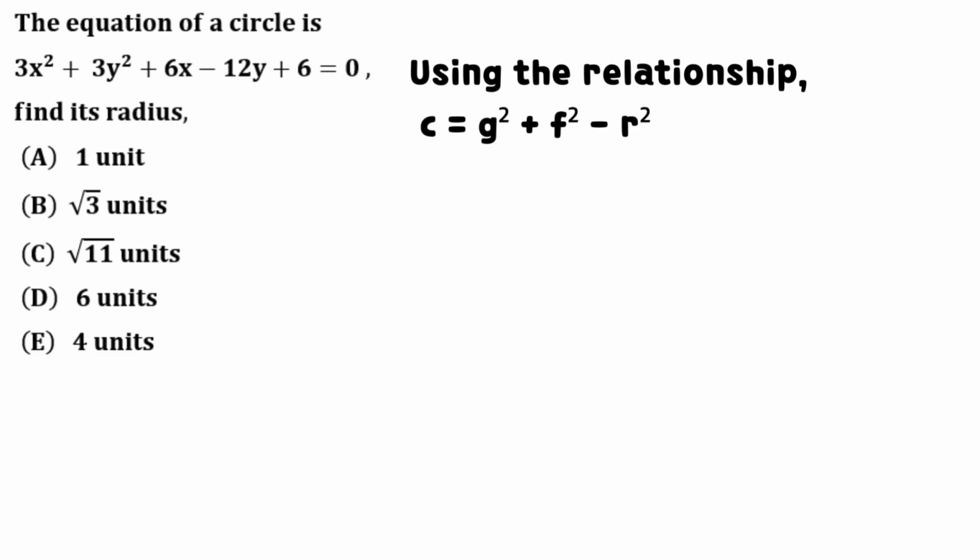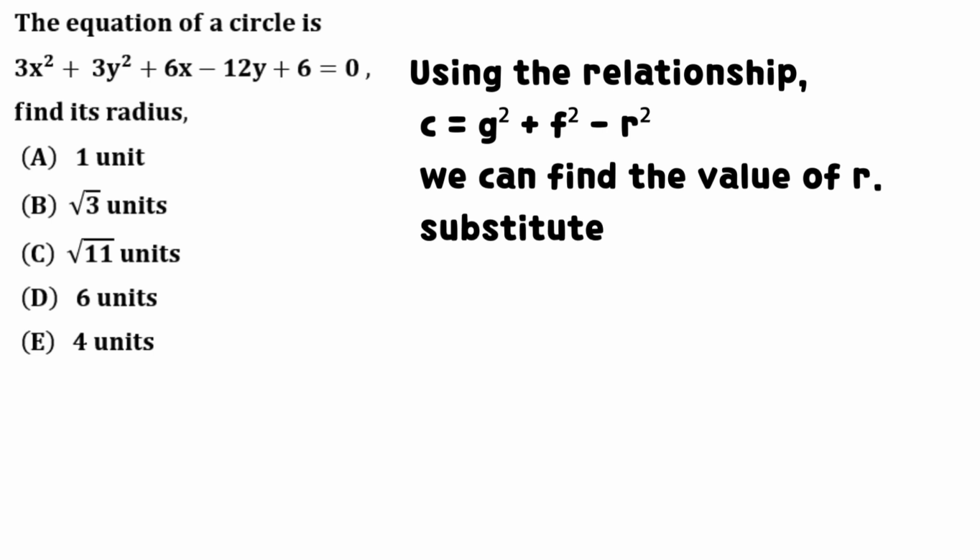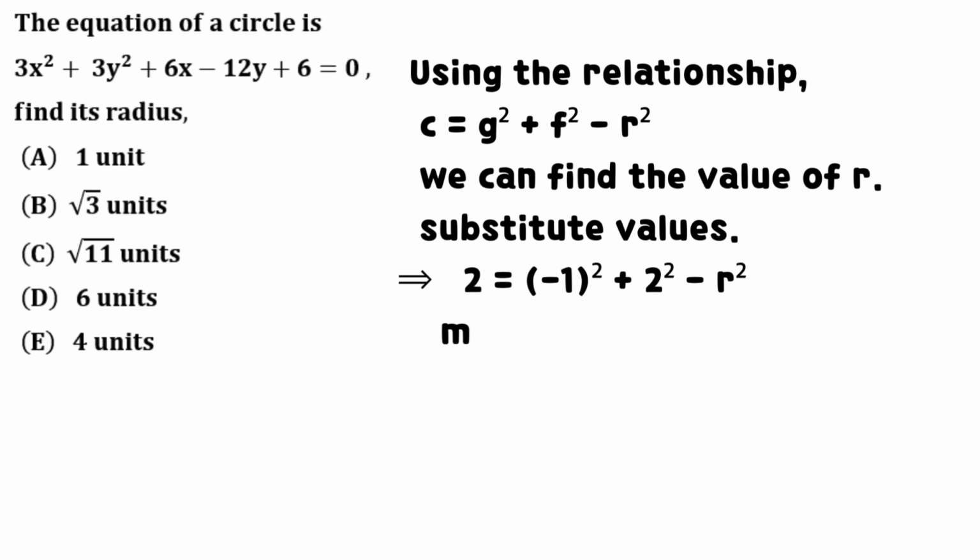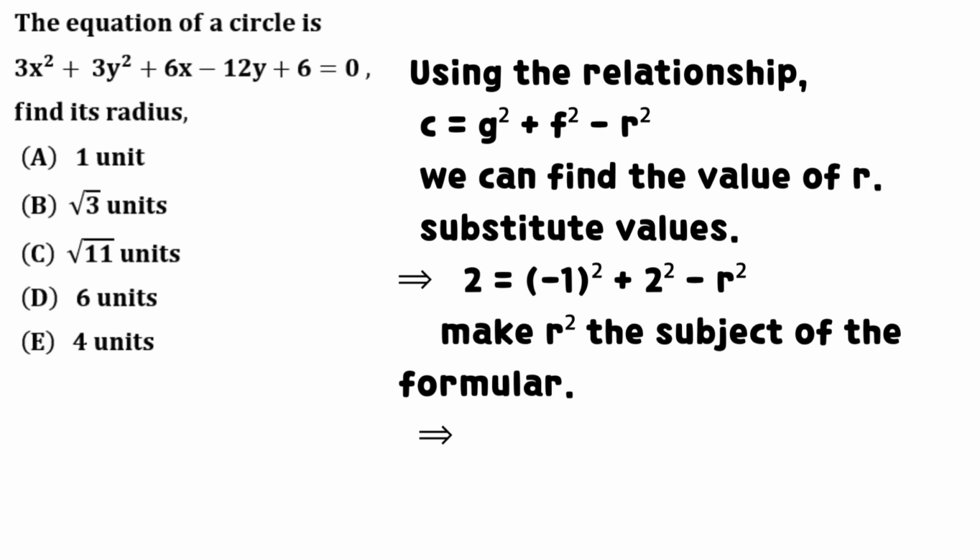Using the relationship, the constant term c equals the sum of g squared and f squared minus r squared, we can find the value of r. Substitute values. It signifies that 2 equals the sum of the square of negative 1 and the square of 2 minus the square of r. Make the square of r the subject of the formula. We have that r squared equals 3, after simplification of substituted values.